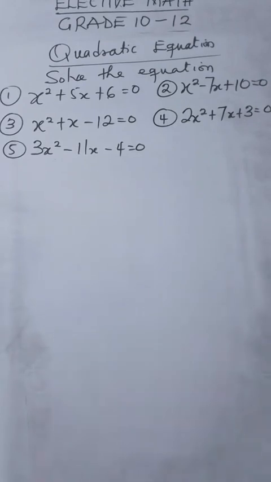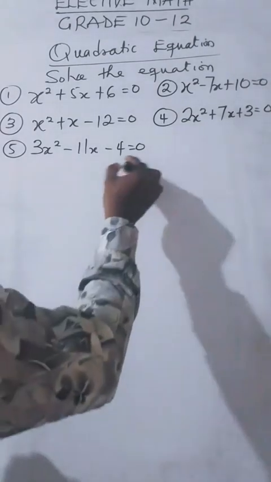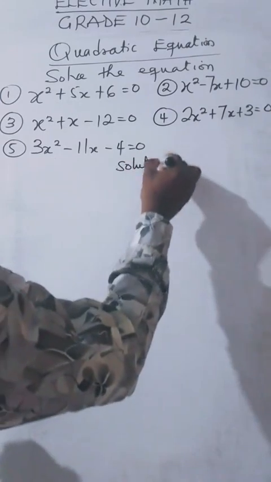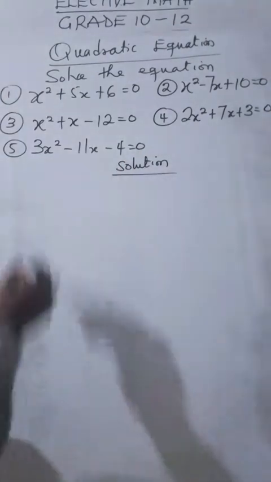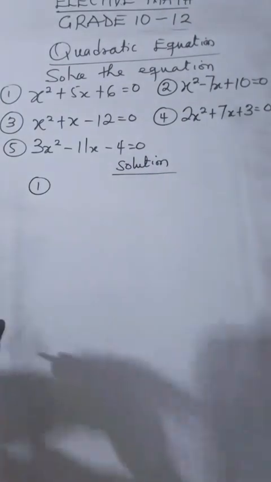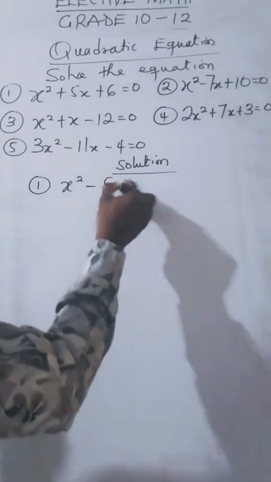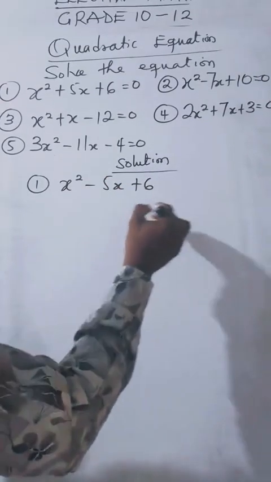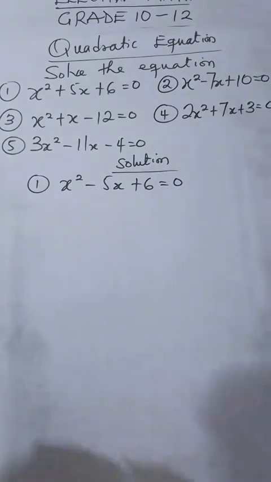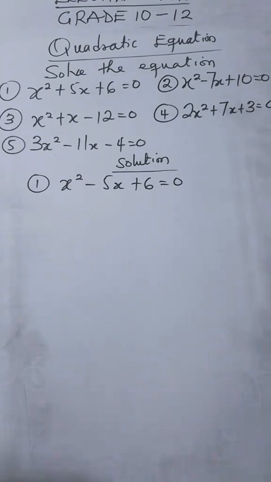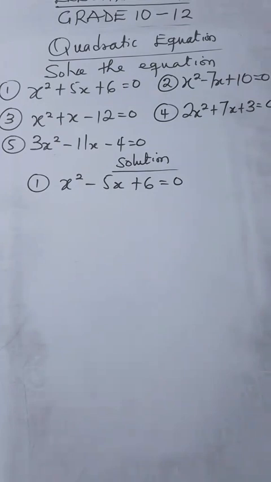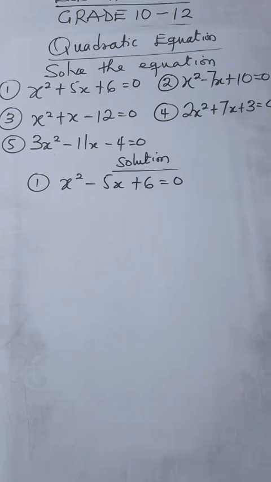Okay, if you want to look at these quadratic questions, the first one we have is x squared minus 5x plus 6 equals 0. So we need to get the factors that satisfy the quadratic equation so that you can do the factorization. Then after that we solve for it.